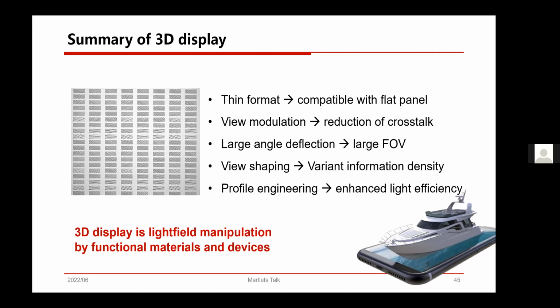Another advantage is the large angle deflection capability. Because of it, a large viewing angle is realized, and the view shape can be tuned by 2D metal gratings. So we can manipulate the shape of views from dot to lines and to rectangular shape. As a result, variant information density can be resolved, and foveated 3D display can be realized. The last advantage is that the profile engineering can be tuned in order to enhance the light efficiency on each screen. So 3D display is the study to manipulate the light field, to reconstruct the light field by functional materials and devices.